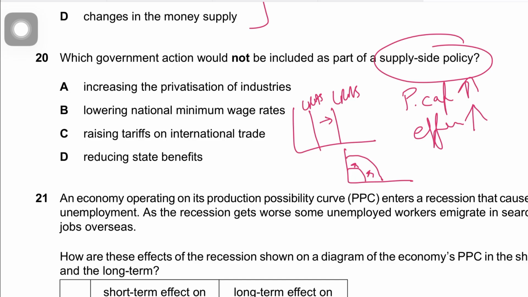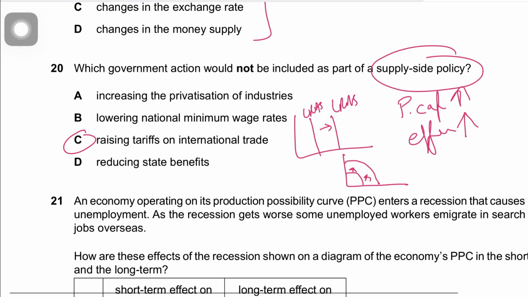So what action would not be included, right? So the answer has to be C for Charlie, because raising tariffs on international trade is a protectionist trade policy. It's a trade barrier. It's not a supply side policy. All the others are supply side policies.